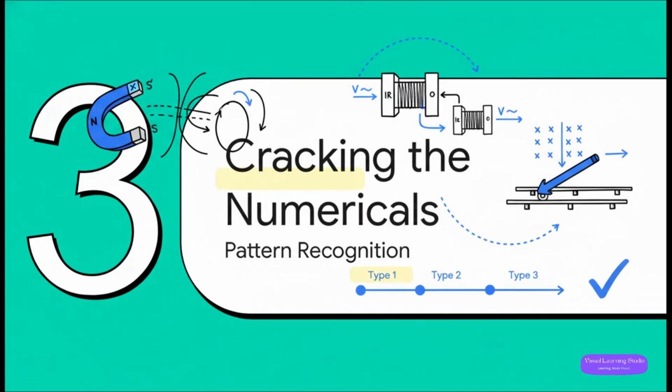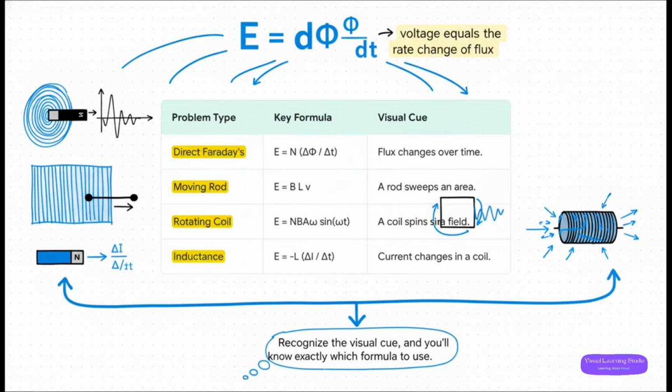All right, you've got the concept. You can actually see what's going on in your head. Now, let's translate that into crushing those exam problems. And the good news? They pretty much always fall into just a few predictable types. You know all those different formulas you have to memorize? Here's the secret. They're all just different costumes for the exact same idea.